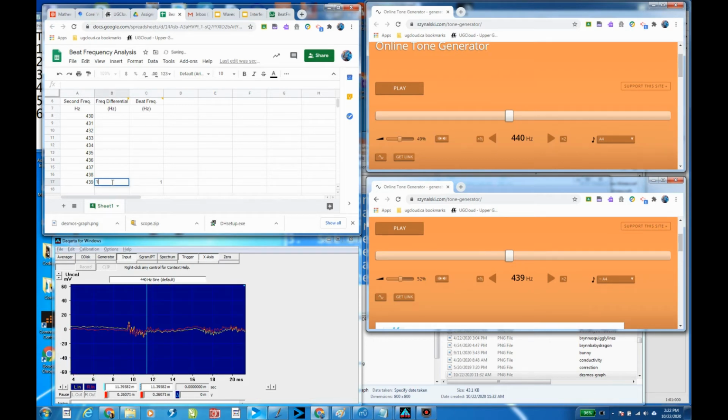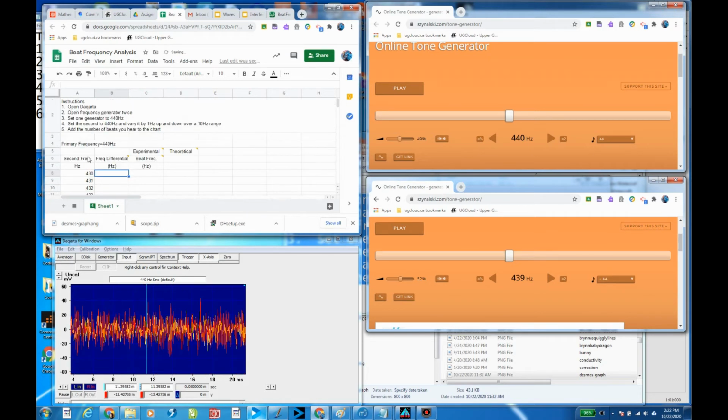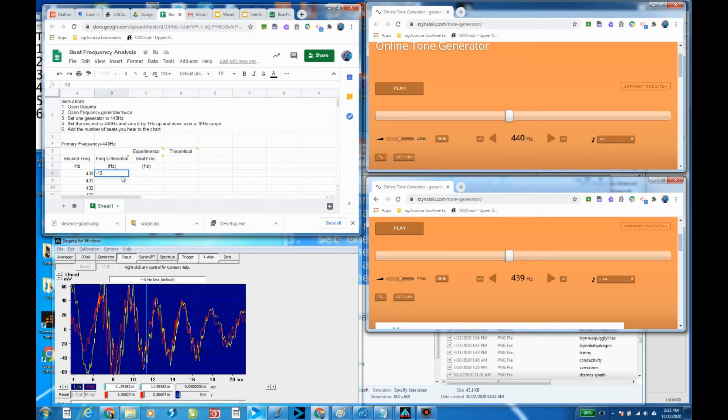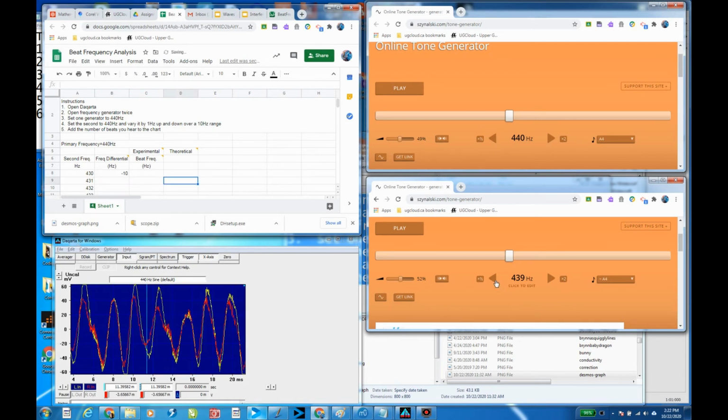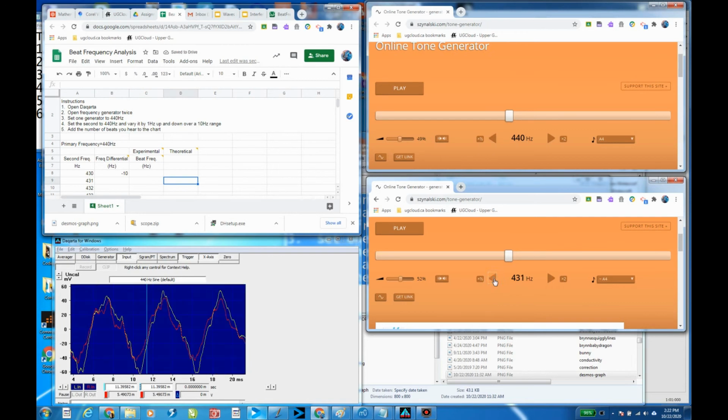This one down here at 430 changed from the original frequency by -10. All right? So that's what I mean by frequency differential. So the lowest you're going to go is you'll swing this one all the way down to 430 and play them both.